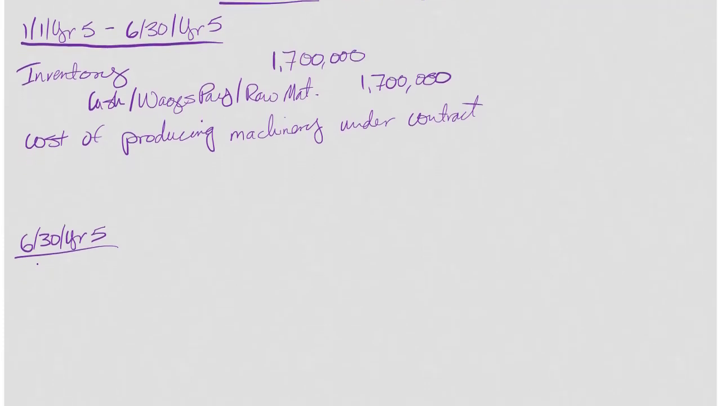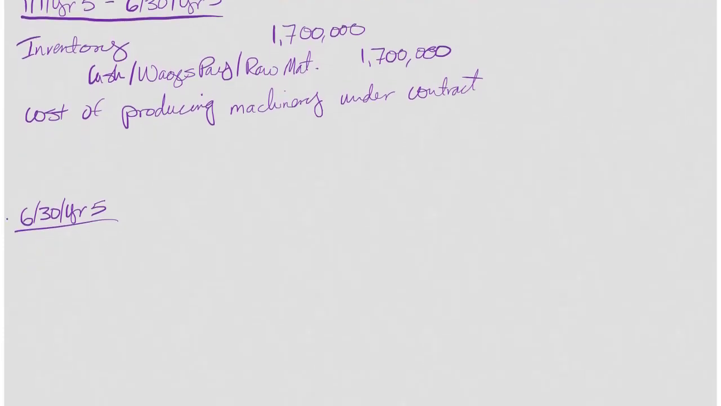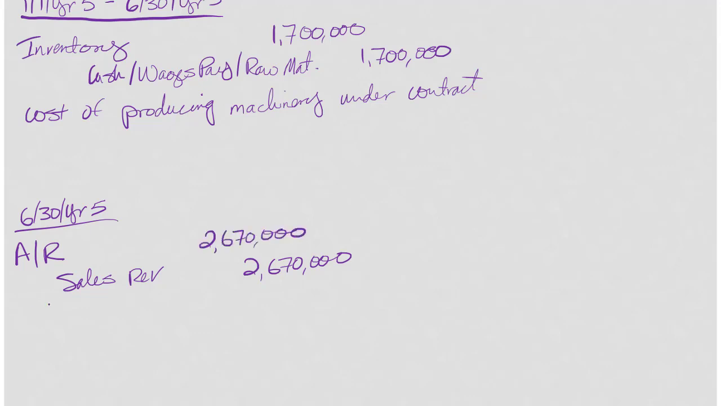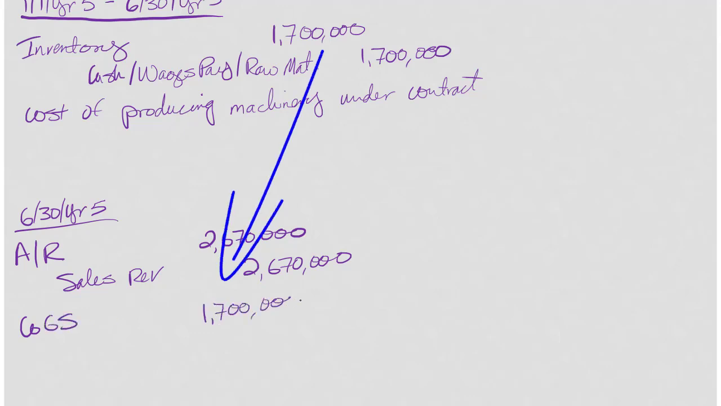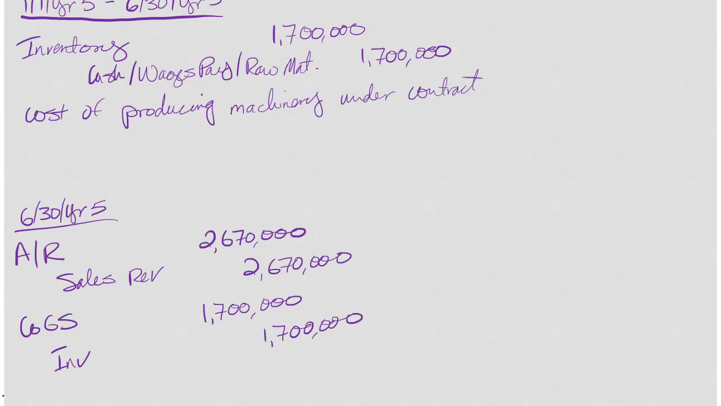At the end of June, when everything is done and I'm ready to give this to them, then I'm going to recognize again sales revenue, this time for $2,670,000. They haven't paid me in advance, so this is going into accounts receivable for now because they owe it to me. And I'll recognize cost of goods sold or cost of sales for that $1.7 million. And now that I'm shipping it to this client, now I'll take it out of the generic inventory account.